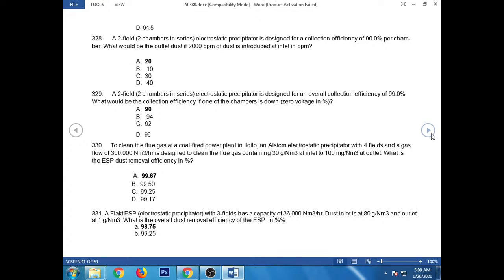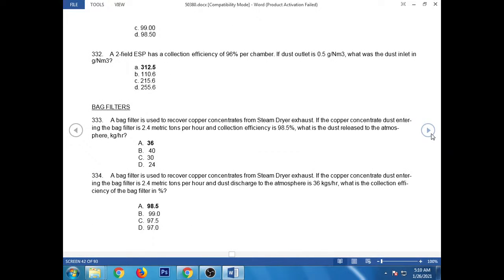A Fläkt ESP electrostatic precipitator with three fields has a capacity of 36,000 Nm3 per hour. The inlet is at 80 g per Nm3 and the outlet at 1 g per Nm3. What is the overall dust removal efficiency of the electrostatic precipitator in percent? Answer: 98.75. A two-field electrostatic precipitator has a collection efficiency of 96% per chamber. If the dust outlet is 0.5 g per Nm3, what was the dust inlet in g per Nm3?